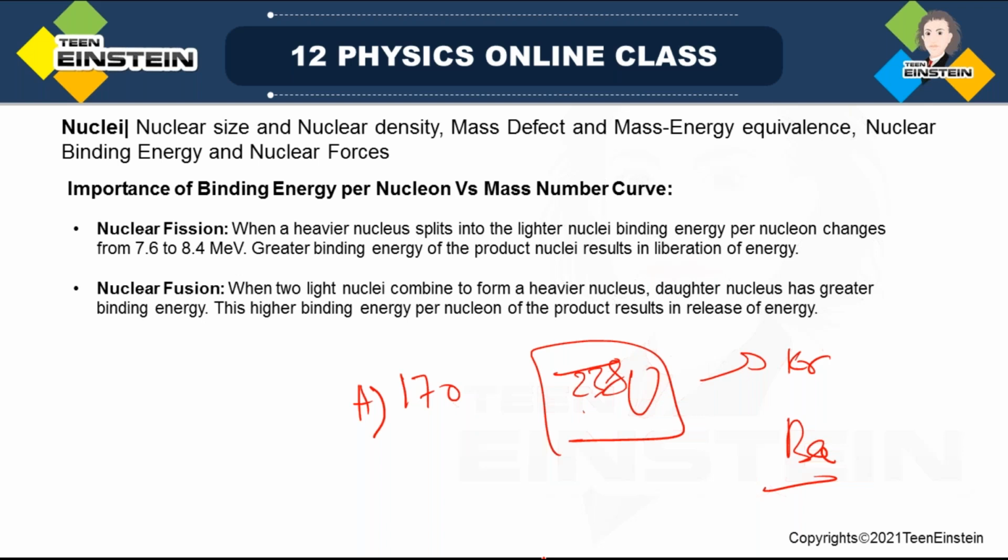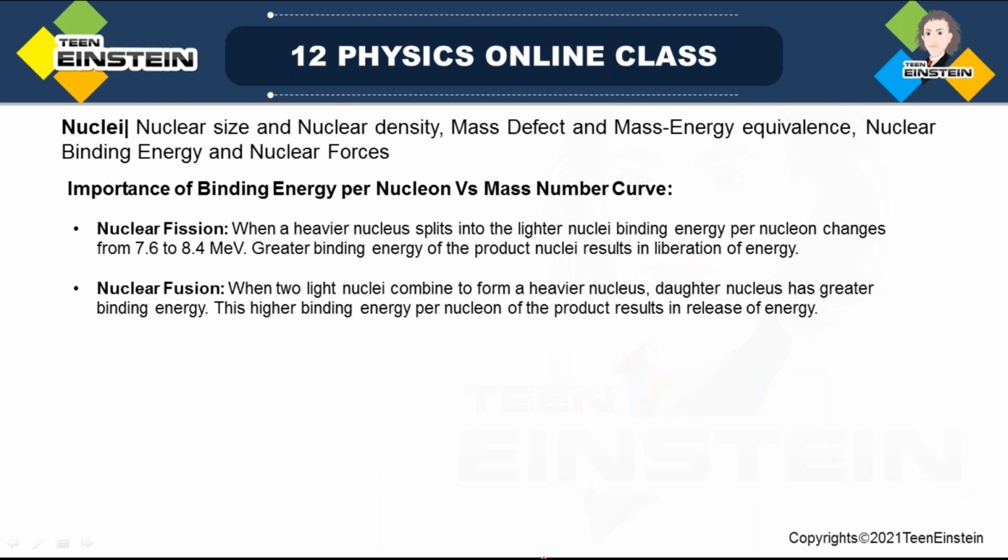All right. So what I'm trying to conclude here is that when a heavier nucleus splits into two lighter nuclei, the binding energy per nucleon changes from a very low value to a higher average value. So greater binding energy of the product nuclei results in liberation of energy.